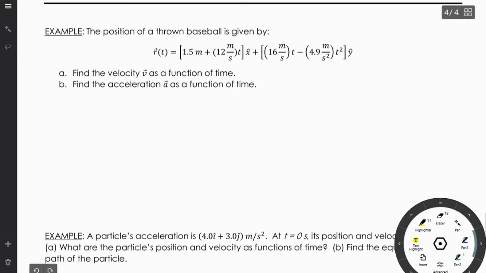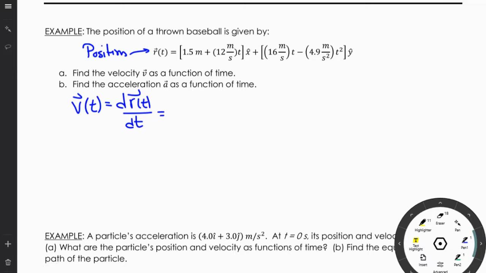So this one says the position of a thrown baseball is given by r(t) equal to 1.5 meters plus 12 meters per second t, x hat, plus 16 meters per second t minus 4.9 meters per second squared t squared, y hat, okay? So again, this is our position vector. So part A says find the velocity vector as a function of time. So we're going to find v of t, and we know that's going to be dr(t)/dt. So we're going to take the derivative of all this, okay?